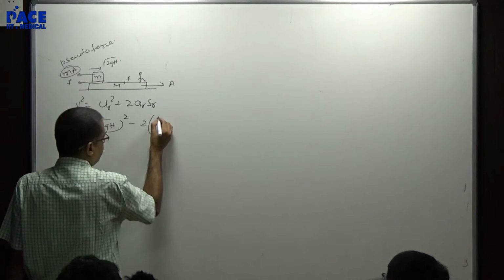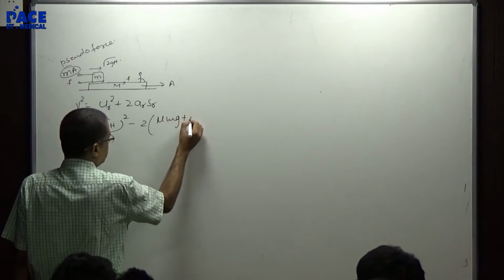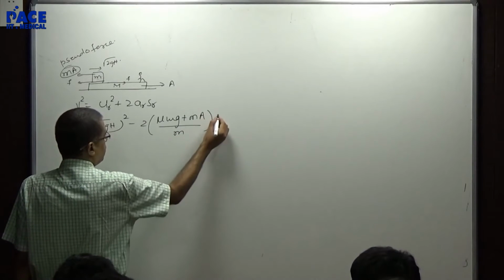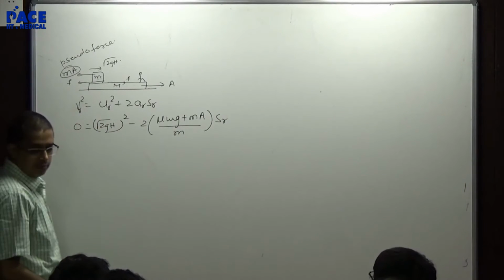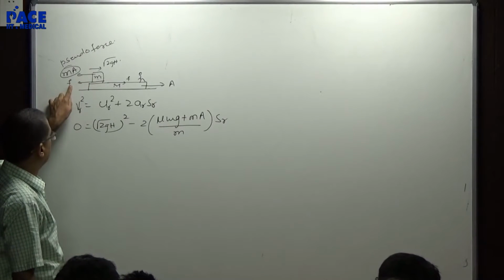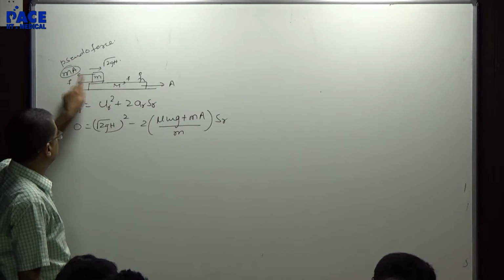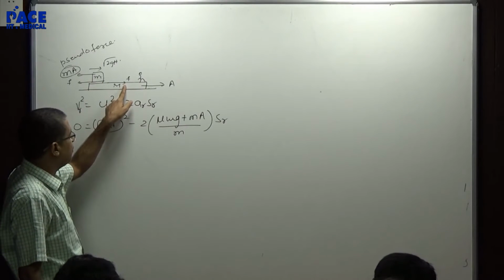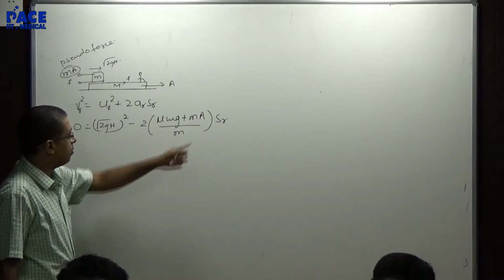What is the frictional force? Mu small m g, pseudo force M into capital A, divided by small m into SR. This is the frictional force acting on small m because it is sliding. This is the pseudo force acting on small m. Mass of the block into acceleration of the frame. What is the acceleration of the frame? Capital A.